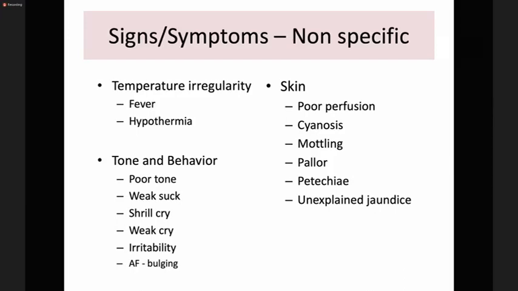So they may have temperature irregularity. Either they can have fever or they may get cold with hypothermia. Then they may have issues with tone and behavior, like either a very high-pitched cry or a weak cry, or irritable or lethargy or poor tone or bulging fontanelle. Their skin may be mottled. They may have cyanosis, pallor, petechiae, or unexplained jaundice, right? So all these are non-specific symptoms that we see in a baby.